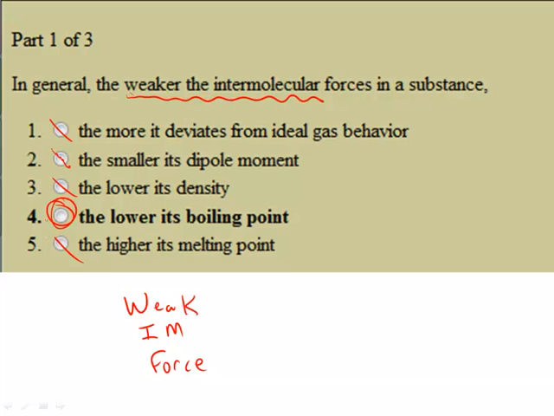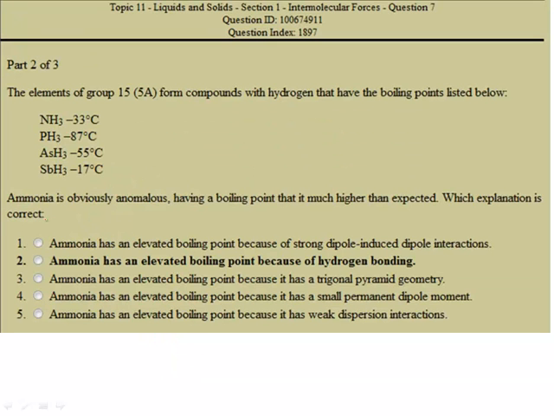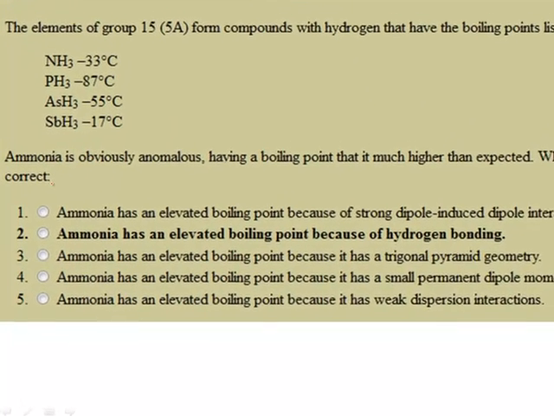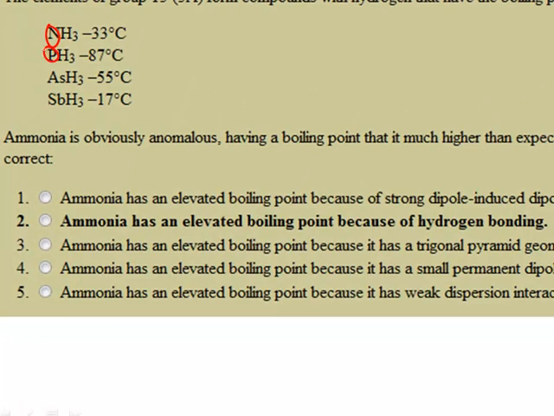Now this is a multiple part problem. As we move to part 3, we're looking at nitrogen, phosphorus, astatine, and antimony, which are all in the same family of compounds. And here they're all combined with hydrogen. And their boiling points are listed here. And we see that one of those is significantly higher than the others.